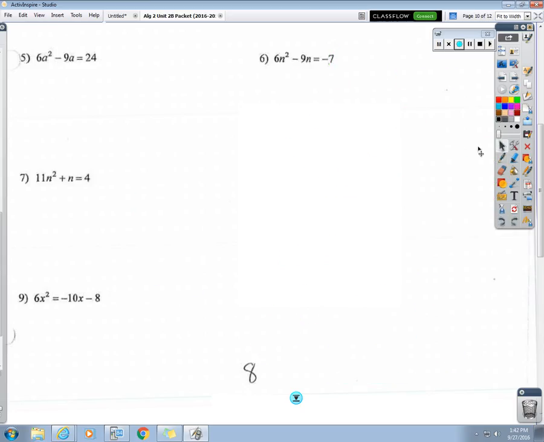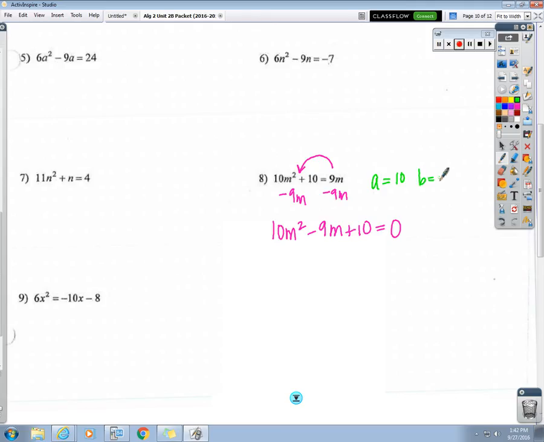Number 8. What's step 1? Right, move the 9m over there by subtraction. So now we have 10m squared minus 9m plus 10 equals 0. Once it's in standard form, the next step is identify your A, B, and C. 10, negative 9, and positive 10. Once you've identified your A, B, and C, write out the formula ahead of time. Just leave blanks for what you're going to plug in. I know that seems like extra work to you, but you'll be more likely to get it right.